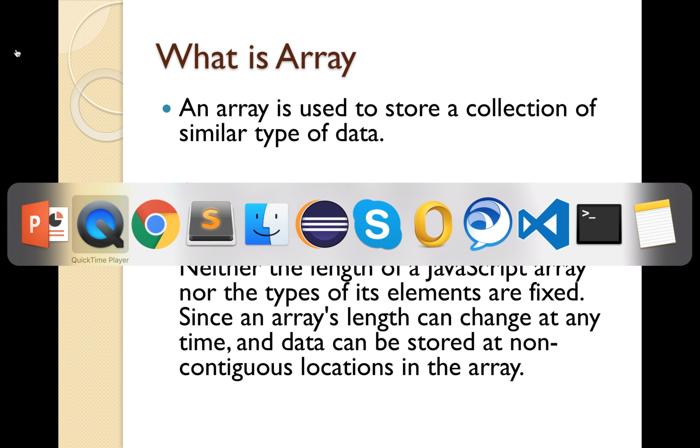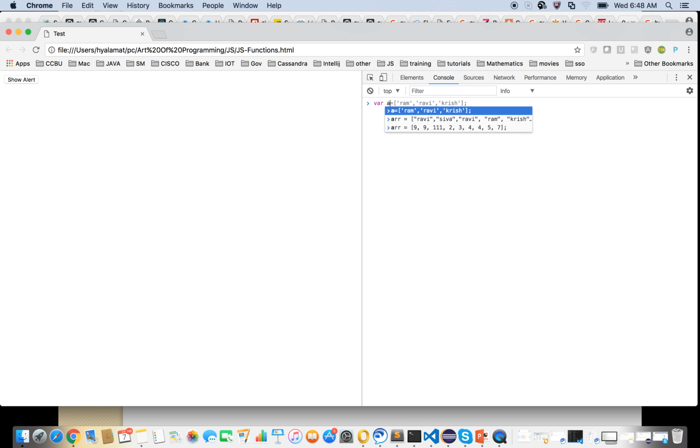Okay, now let's take an example and then we will discuss it. So I have just one page. In that, I'm inspecting it to open my console to create a JavaScript array. So I open the console. Inside the console, I'm creating a JavaScript array: arr is equal to, I'm creating an array. In this array, initially I'm creating it with strings.